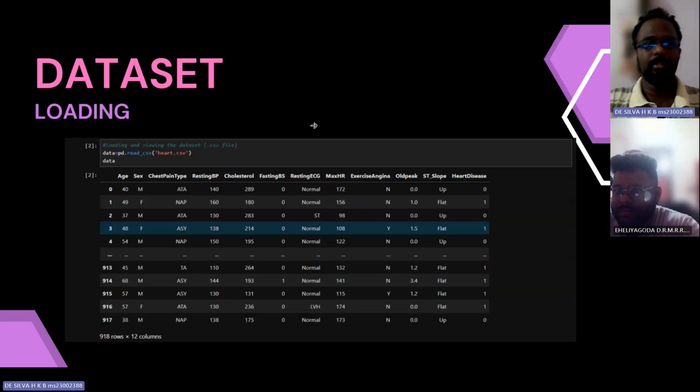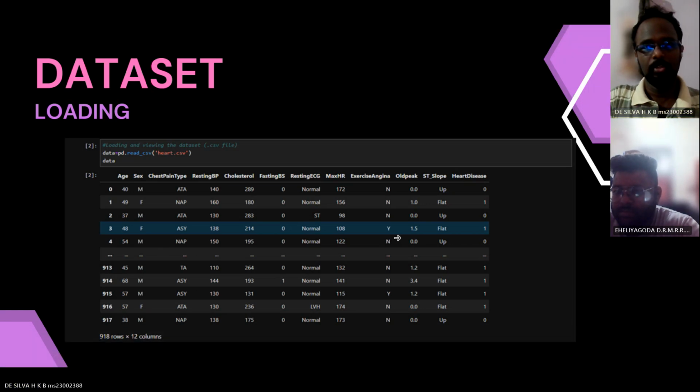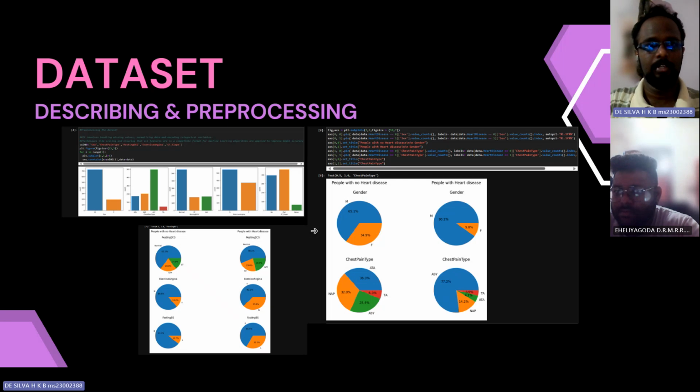And this is our dataset, the visual representation of our dataset. There are several important parameters like chest pain type, resting BP, cholesterol, fasting BS, and so on, and there are 919 data. This is the describing and pre-processing phase of our dataset.